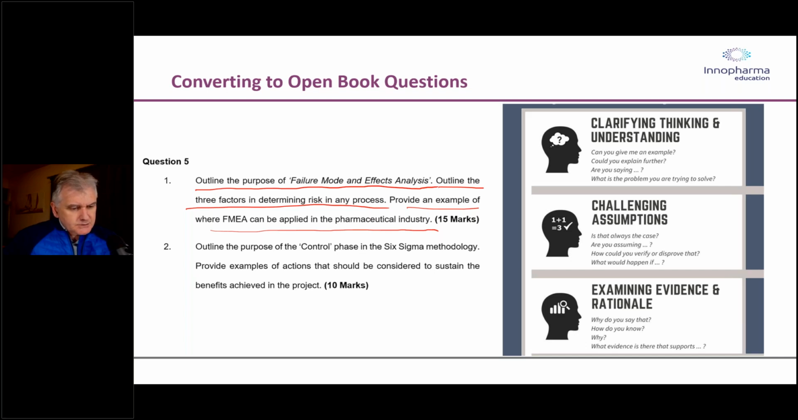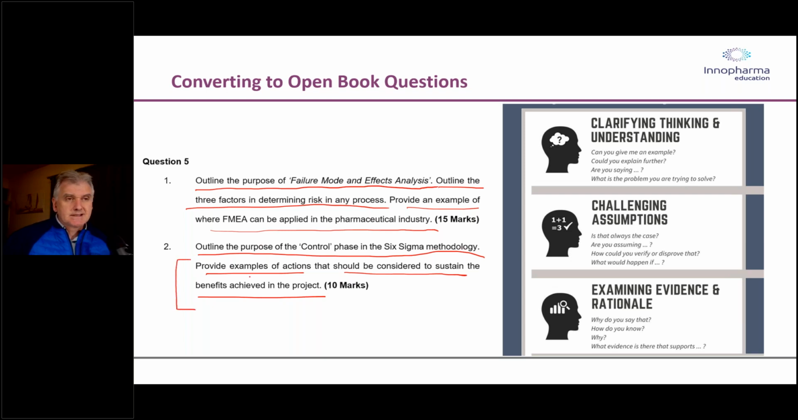Outline the purpose of the control phase in Six Sigma. Again, that's very closed. You'll Google that straight away in the notes. Provide examples of actions that should be considered to sustain the benefits achieved in the project. So that's very much an open book question.